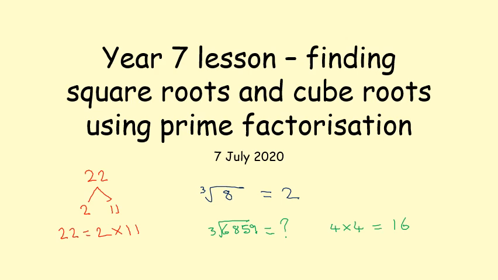Hi Year 7. Today's lesson we're going to be focusing on square roots and cube roots, but we're going to be using prime factorisation. So you're going to be doing a little bit more of your prime factor trees, which will give you some more practice. We'll be looking at the part in blue below, so that little 3 and the tick means cube root of 8 and much bigger and trickier numbers like 6,859 and 4 times 4.